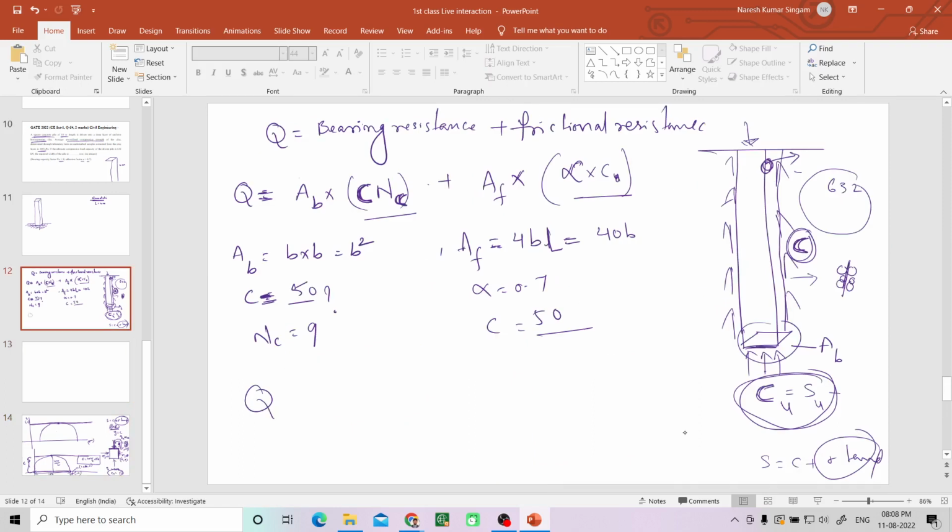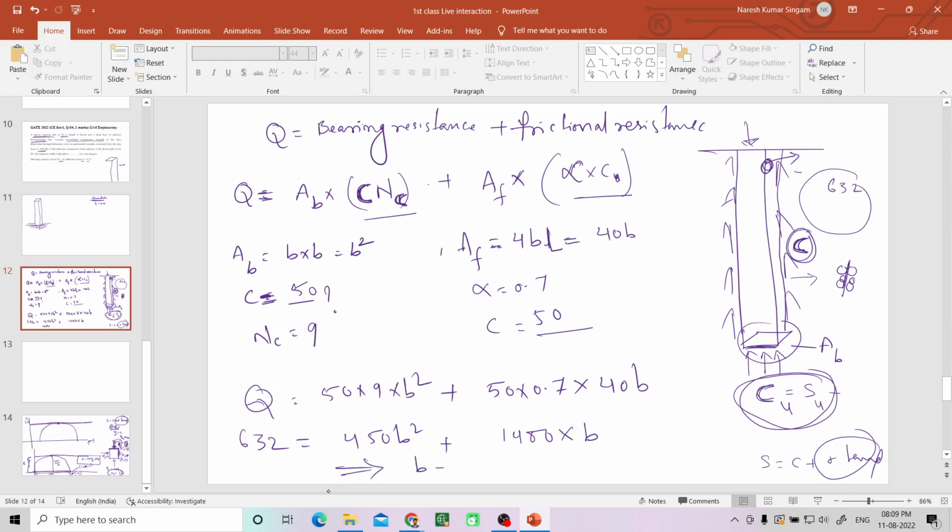Now simply substitute into the expression: 50 into 9 into B square, plus 0.7 into 50 into 40 B. And this Q is also given, 632. 9 5s are 450 B square plus 7 5s are 35, or let us go with this, 5 4s are 2000, 0.7 of 2000, I think 1400. I think this is correct.